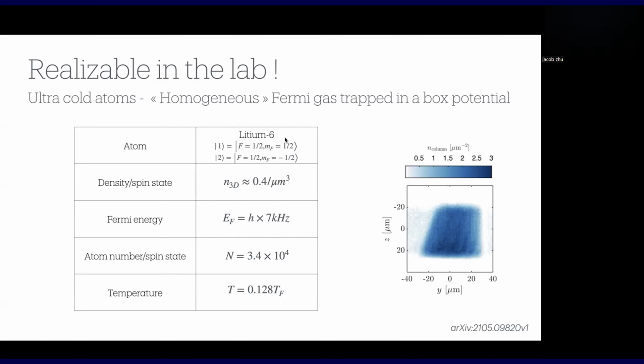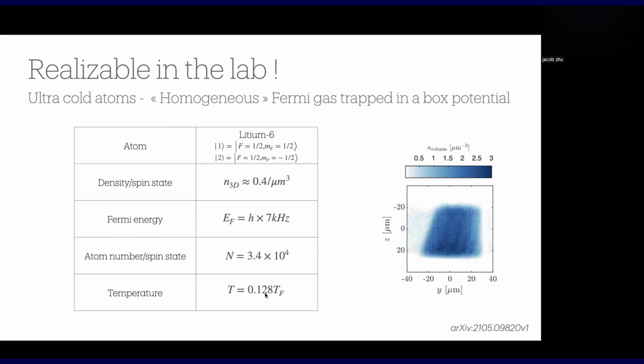They also use lithium-6 atoms in the two hyperfine states, like spin up, spin down, if we want, with a few properties for this condensate. And we see that the temperature, relative to the critical temperature, was 0.16. Here it's not that much below, but it's still in a superfluid state.